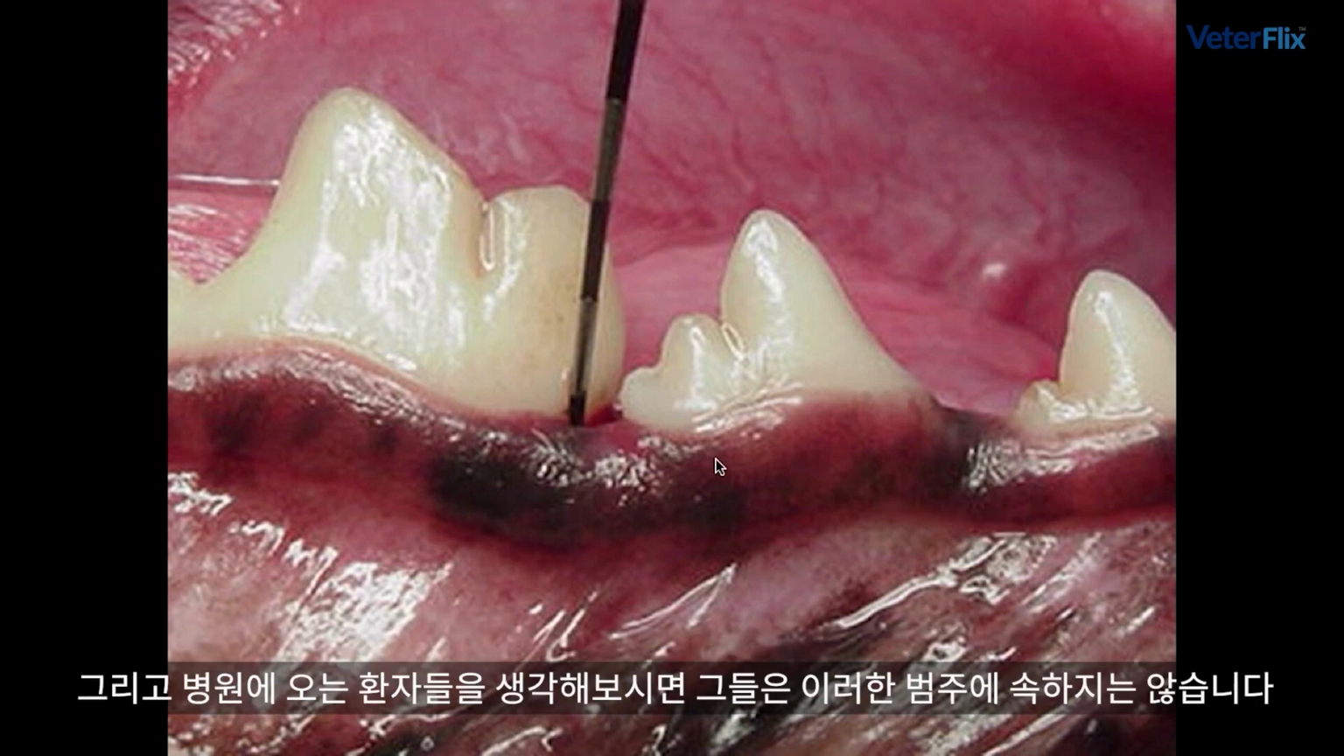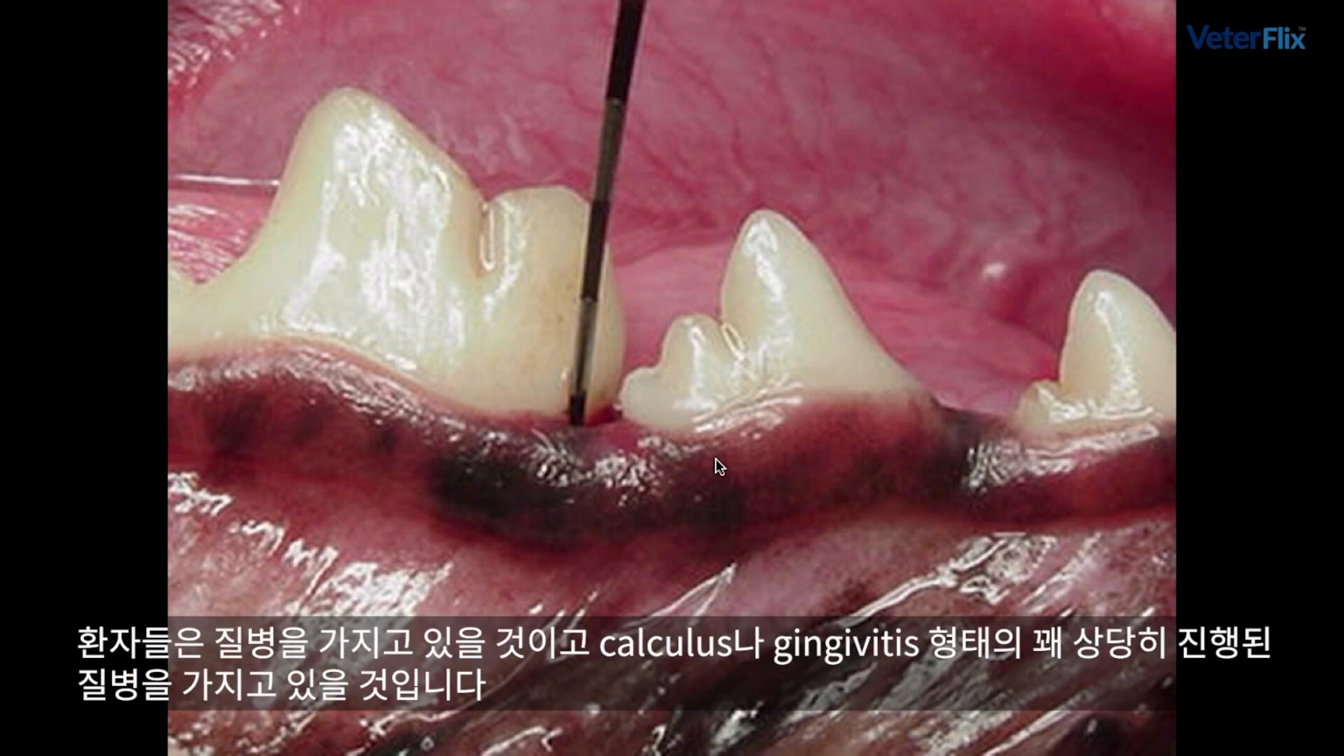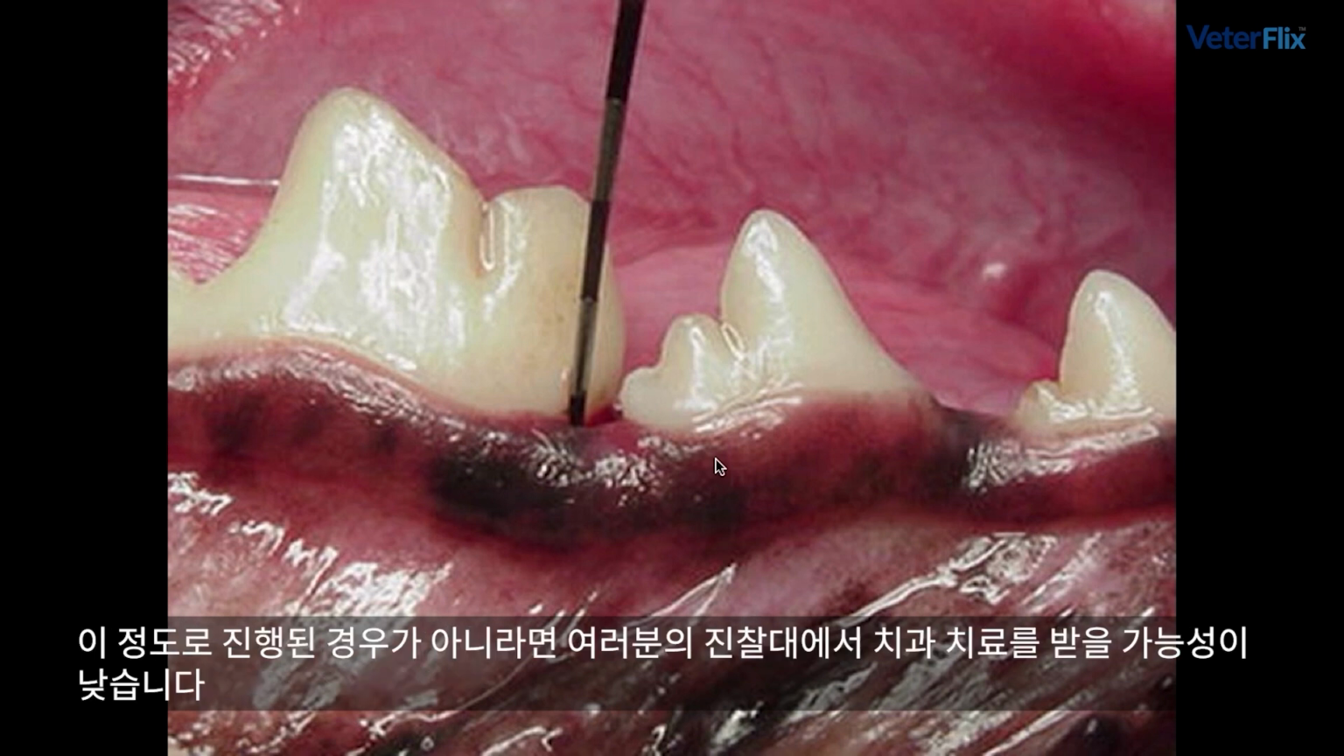And when you think about the patients that come into your practice, they are not in this category. They don't have the absence of disease. They have pretty much significant disease that is present in the form of calculus and gingivitis. If they weren't in that category, they're not going to be on your table undergoing a dental procedure.